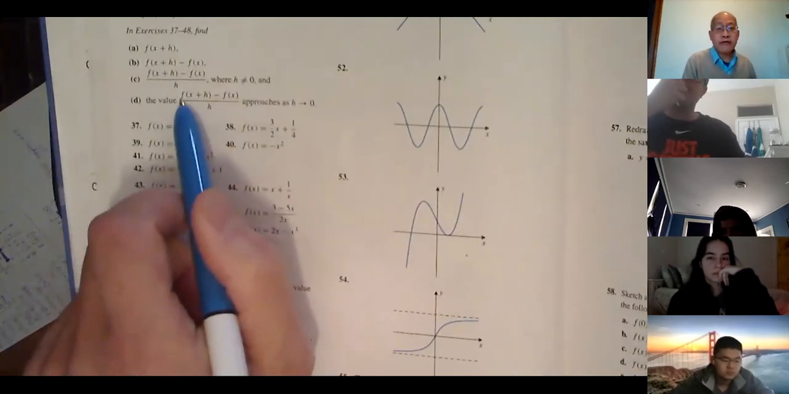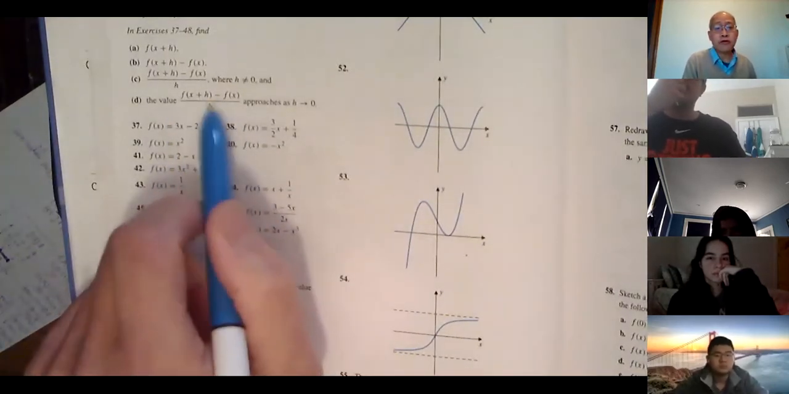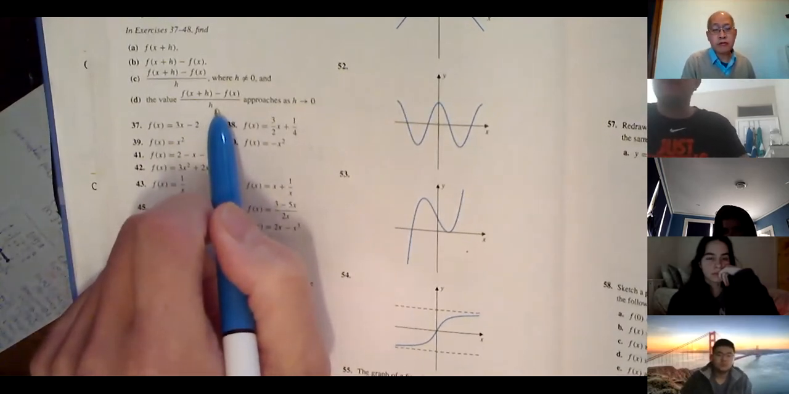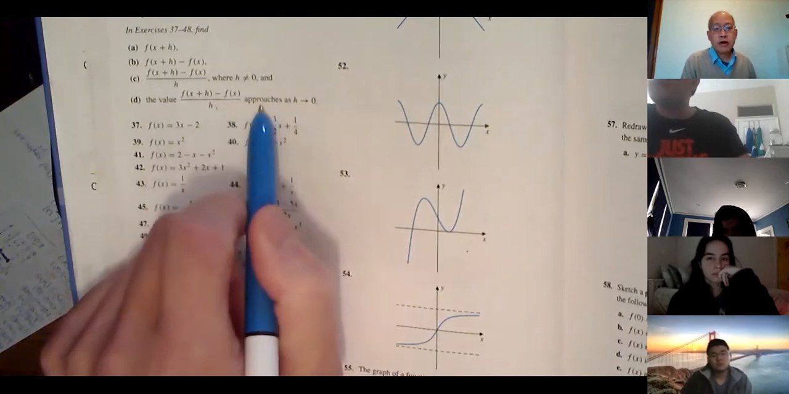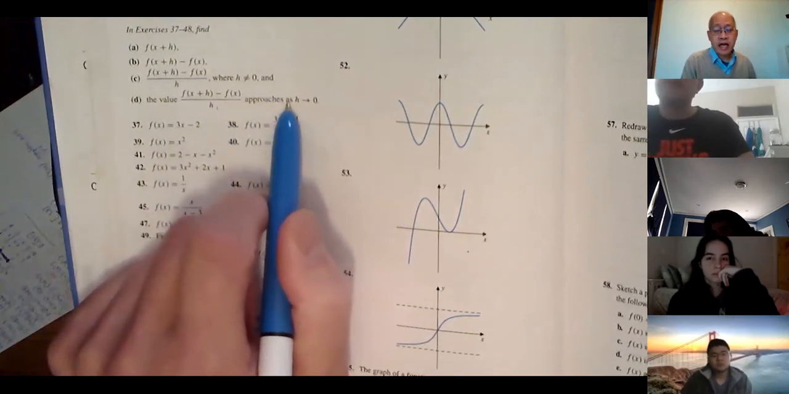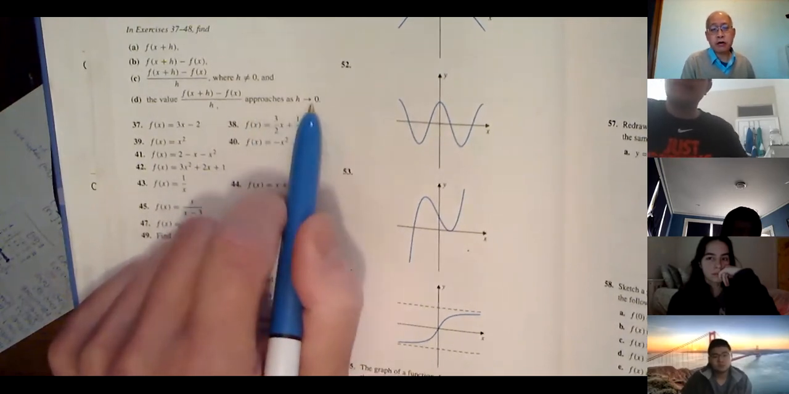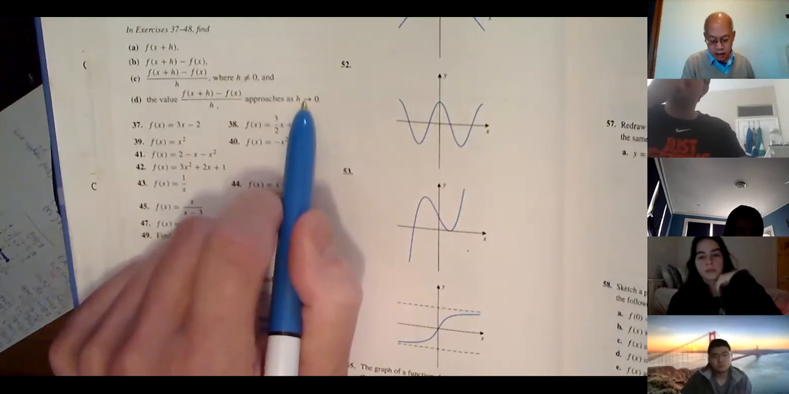This expression, f of x plus h minus f of x all over h, you're going to see a lot when you take calculus. Now, don't worry about it too much now, but we're just setting you up for that. And what does h approaches 0 mean? It basically means after you get your expression, plug in 0 for h. I'll show you how to do that.